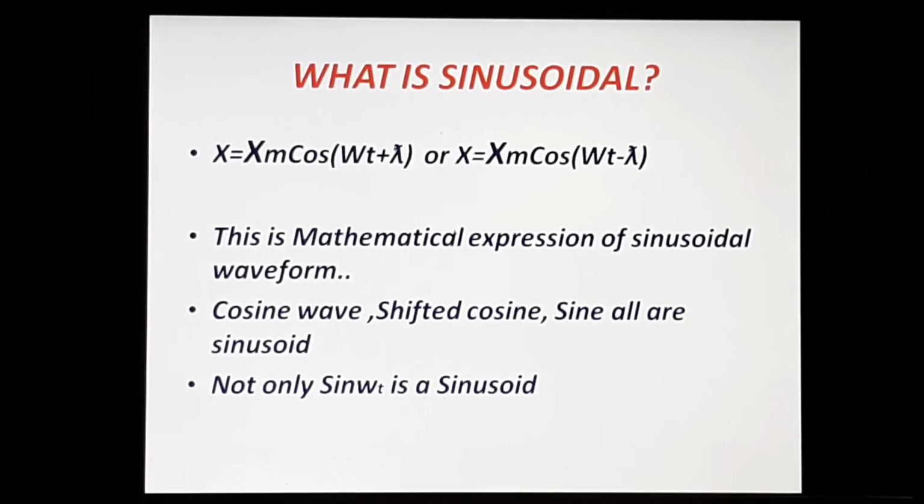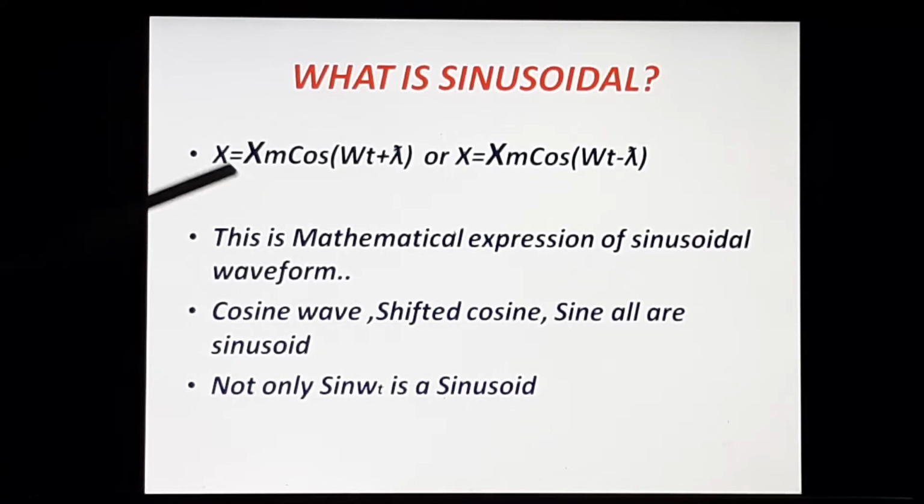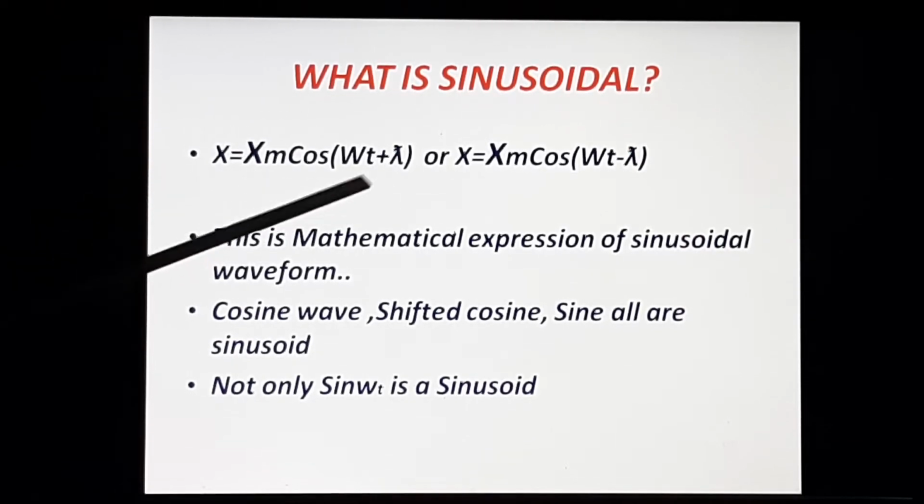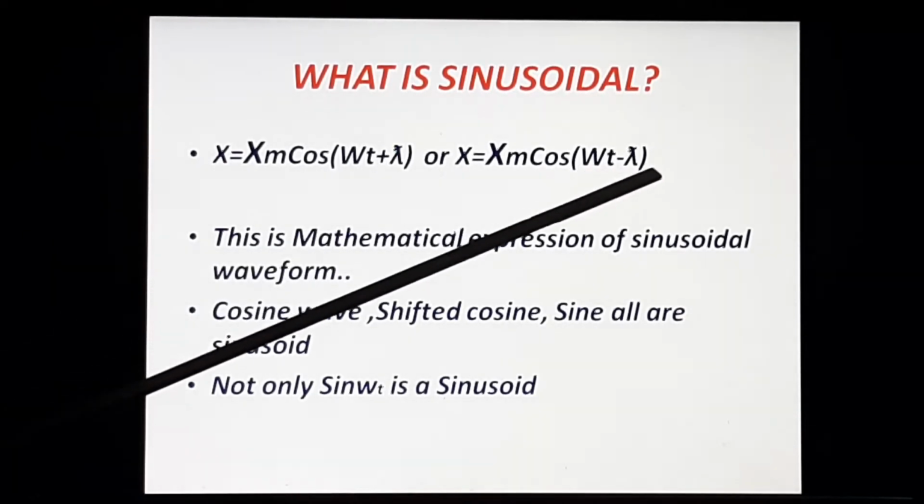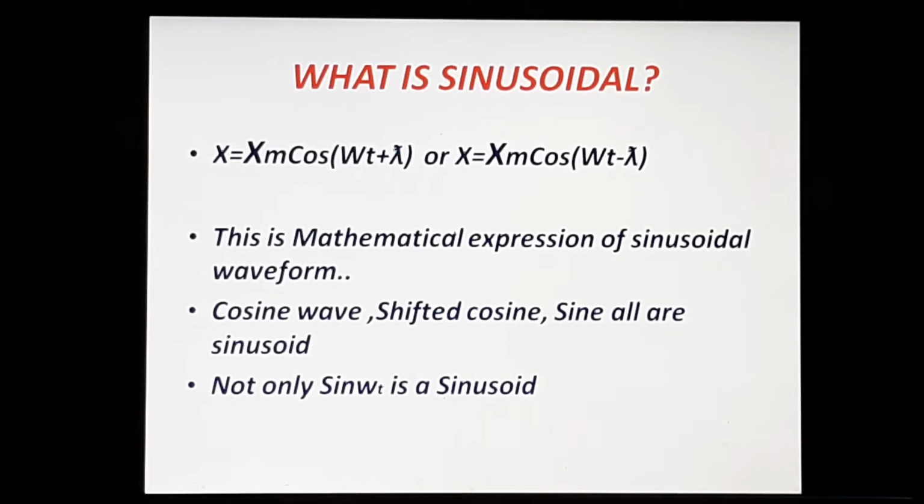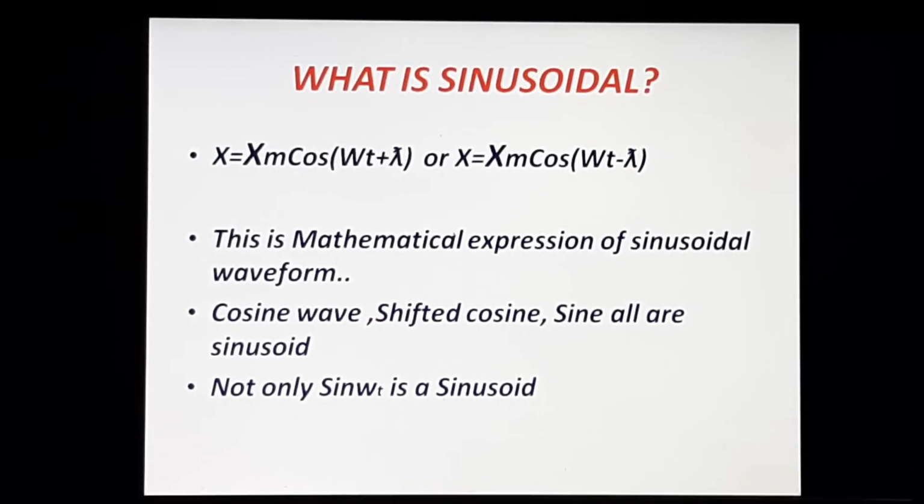Before that, first of all understand what a sinusoid is. So this is the equation of a sinusoidal: x equals Xm cos(omega t plus alpha), or x equals Xm cos(omega t minus alpha). This is the general mathematical expression of the sinusoidal waveform. Sinusoidal doesn't mean that only sin(omega t) is a sinusoidal waveform. Cosine wave, shifted cosine or sine, all are forms of sinusoidal, right? Students have difficulty in understanding what a sinusoid is.